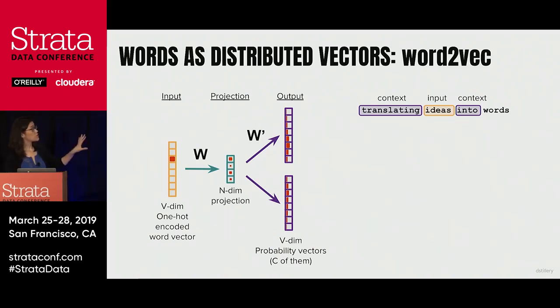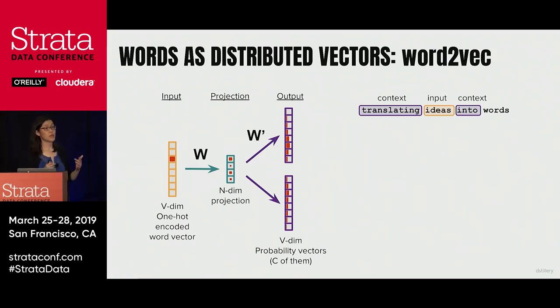Now you have a matrix W that projects that vector into an N-dimensional space. N is a much smaller dimension. And then you have another matrix of weights that projects out onto this output vector, where you again have a V-dimensional vector, so there's a spot for every word in your vocabulary. But now you have a score for each word, and you can use softmax to get a probability for each word. And you have that for each of the context outputs.